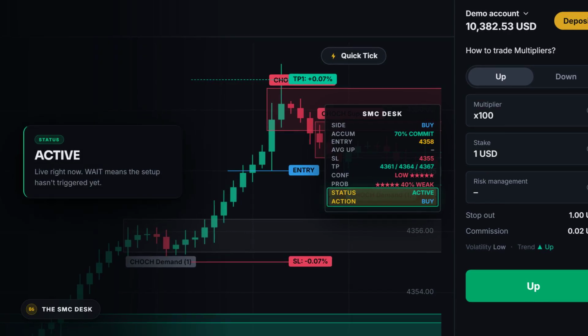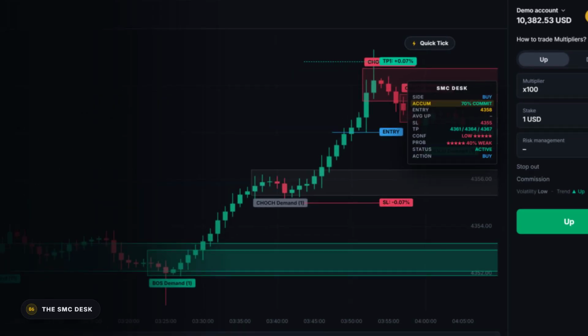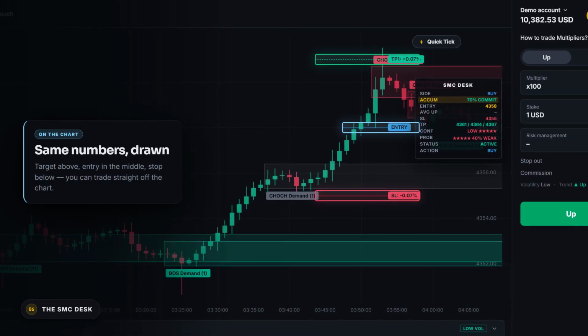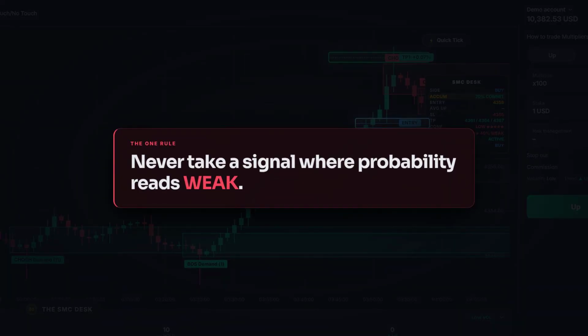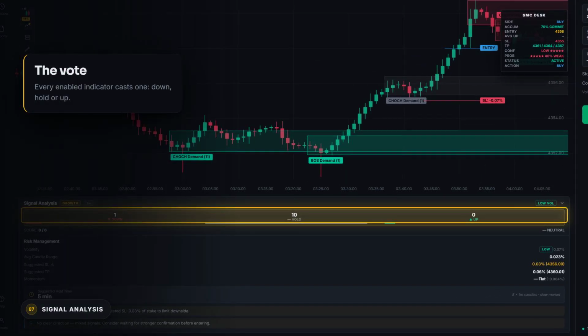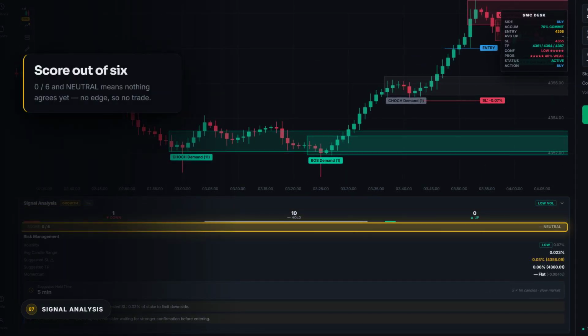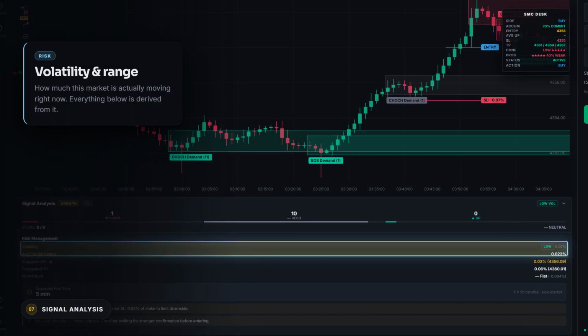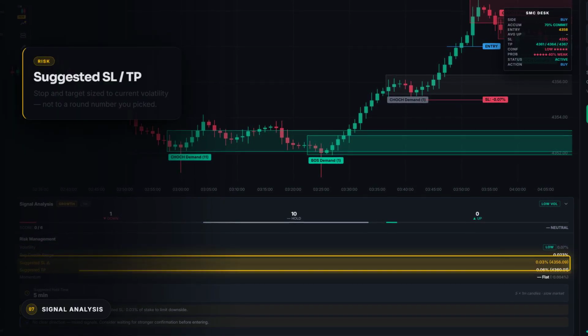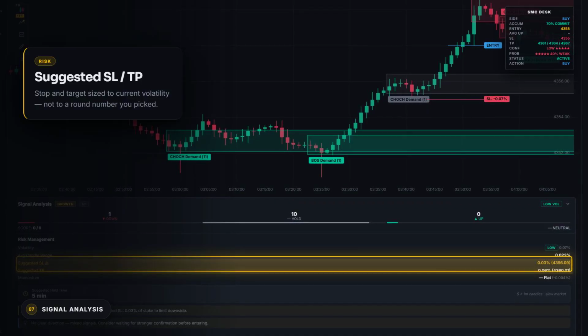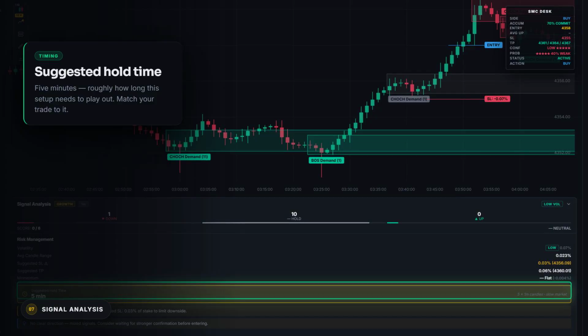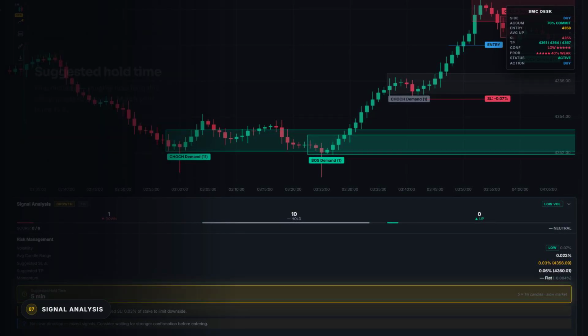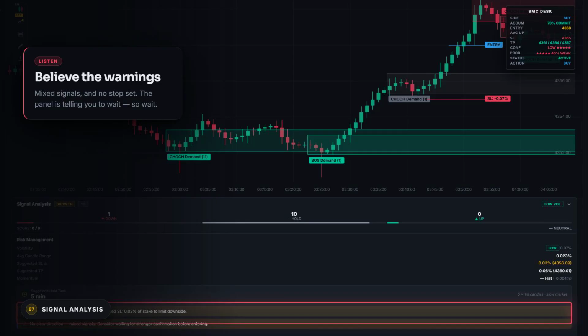On the chart itself, those same levels are drawn as the entry line, the stop below, and the target above. Never take a signal where probability reads weak. Underneath, the signal analysis engine votes on direction: down, hold, or up, with a score out of 6. Below that, risk management, current volatility, average candle range, and a suggested stop loss and take profit calculated from that volatility. Suggested hold time tells you how long this setup usually needs to play out. And if the panel warns you that signals are mixed, believe it and wait.